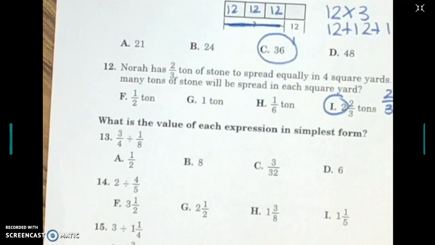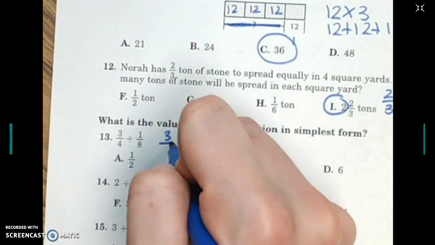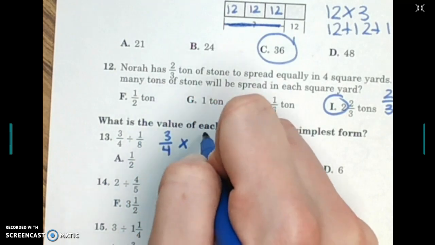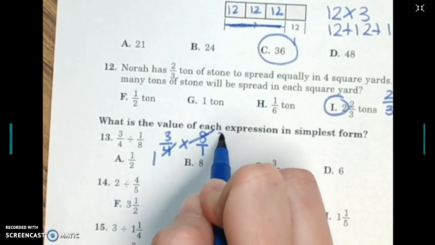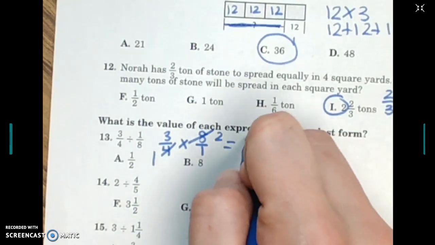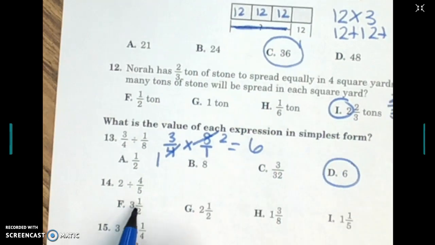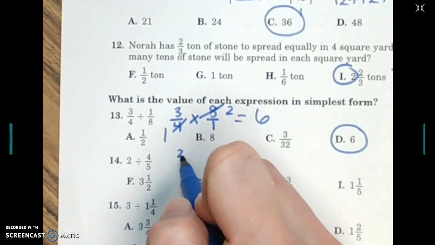Now we're getting into division. The first one stays the same. Division changes to multiplication, and then you flip it. 4 turns into a 1. 8 turns into a 2. 3 times 2 is 6. We have a whole number, so we're going to put a 1 under it.